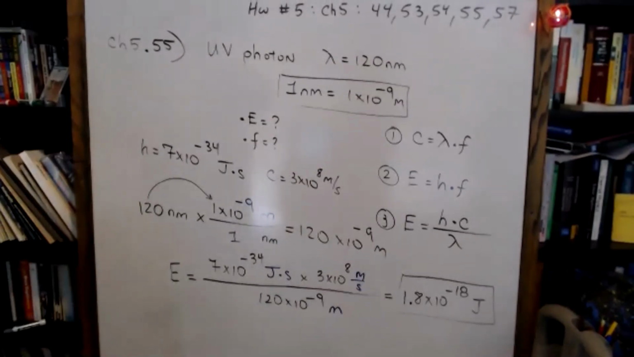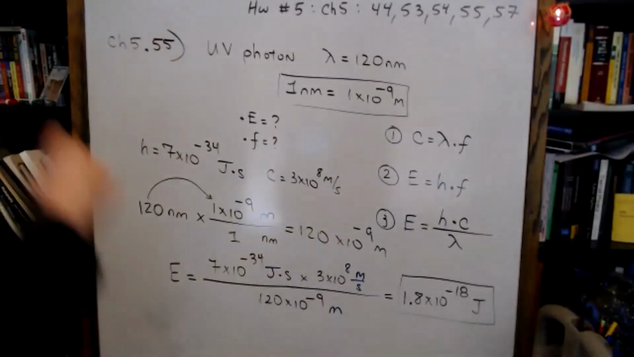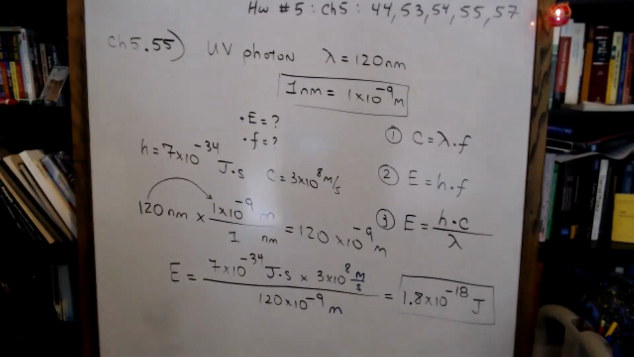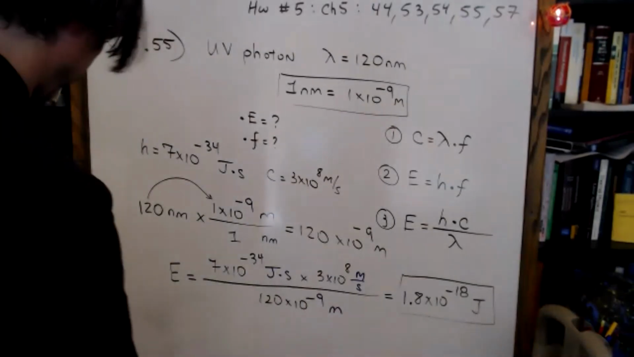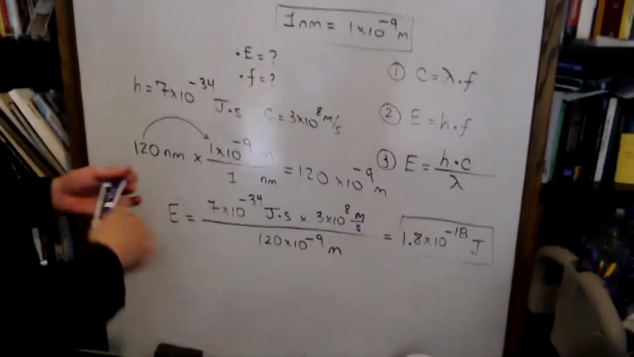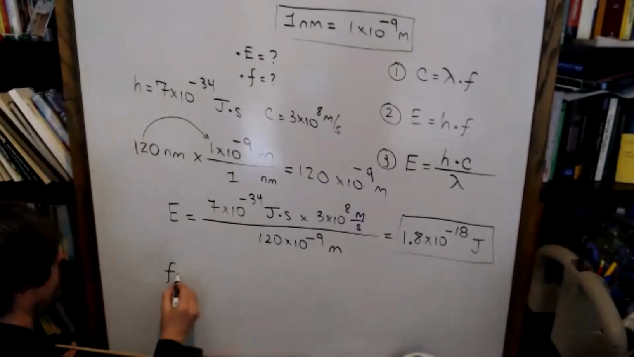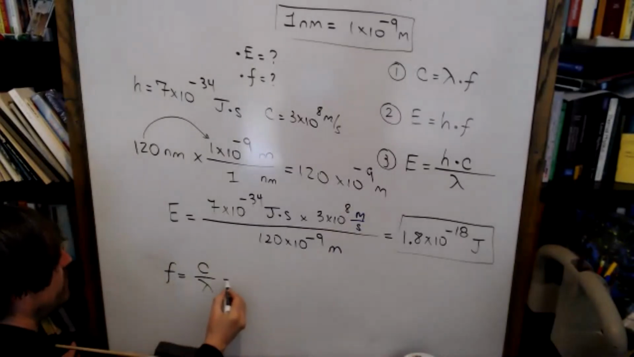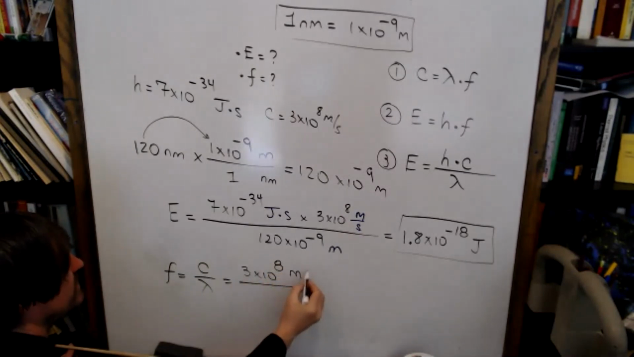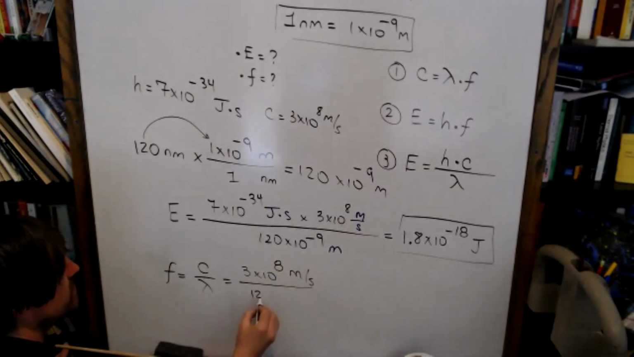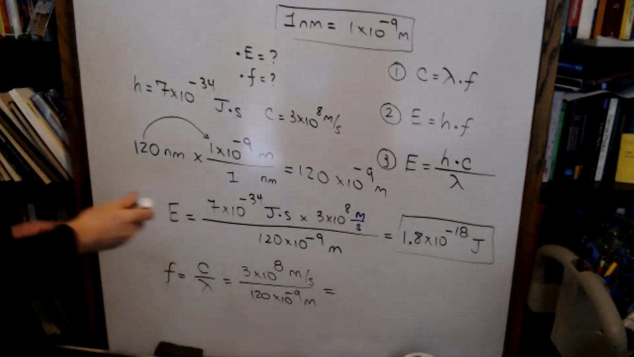Now let's get the frequency. Which formula should we choose for frequency? I'd say equation 1 would work. So the equation is frequency is the speed of light divided by the wavelength. Speed of light is 3 times 10 to the 8 meters per second. The wavelength is 120 times 10 to the minus 9 meters.